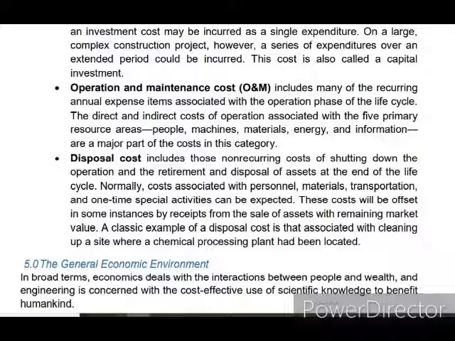Okay, so a classic example of disposal cost is that associated with cleaning up a site where a chemical processing plant had been located. Because after the operation of a chemical processing plant, all of these equipment will be sold. So that will offset the disposal cost. But of course, the services of selling it incur the disposal cost.